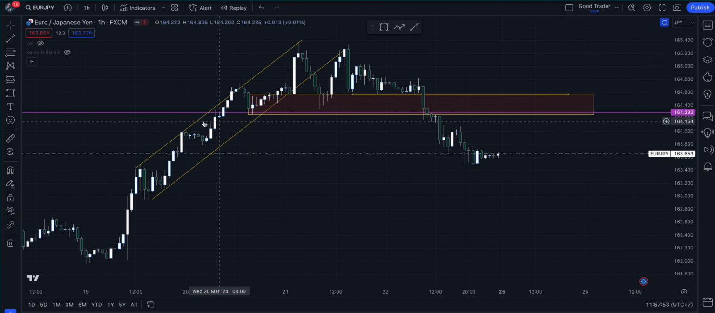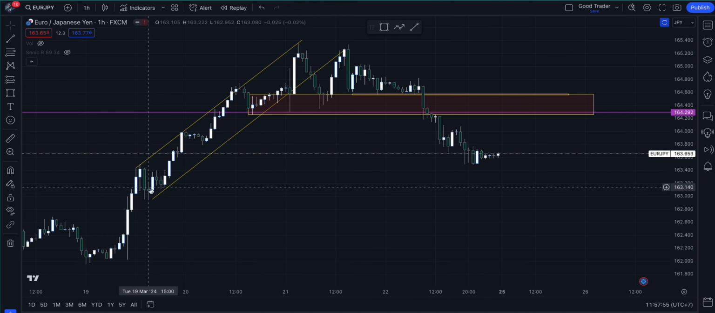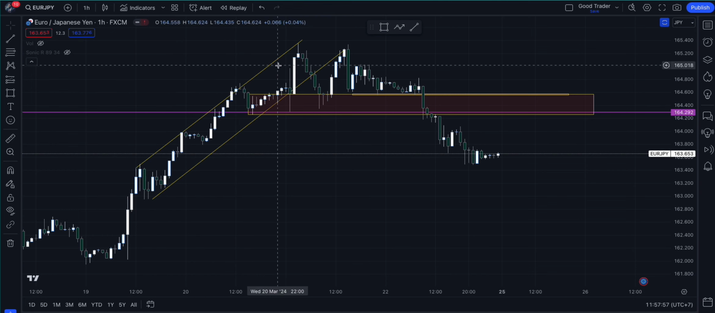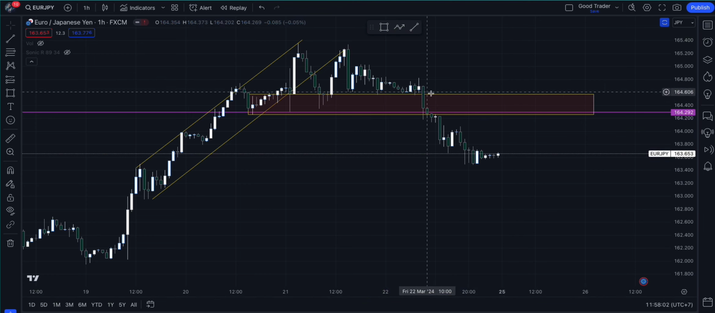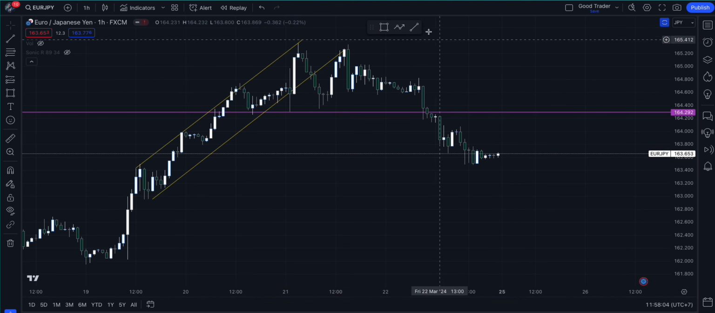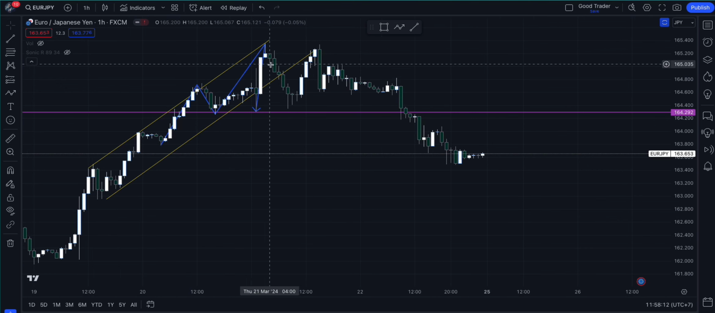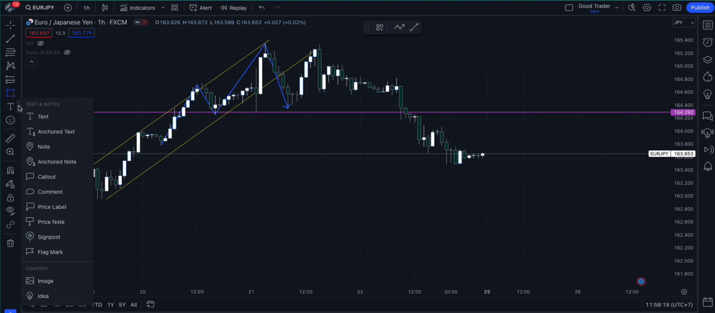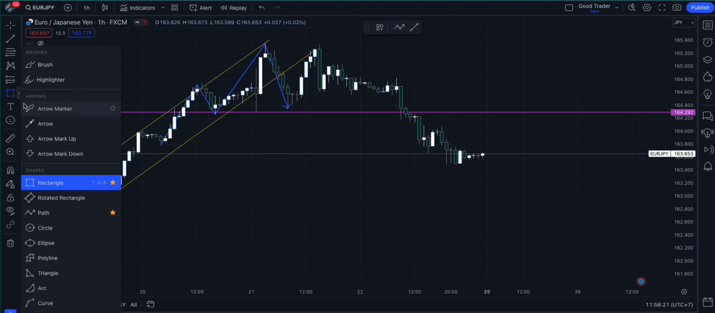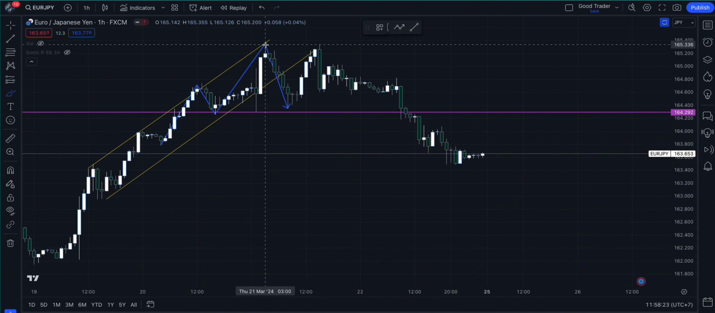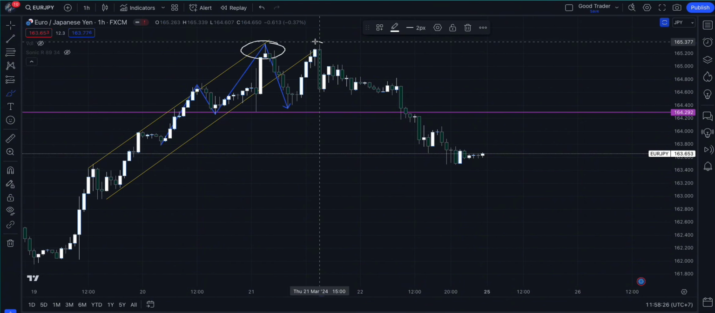I can see there's a pattern, a rising wedge over here, and I identify the low and the high. You can see there's a low and the high over here. When the price reaches this area, I can see that the price hasn't made a new high. It's been rejected.